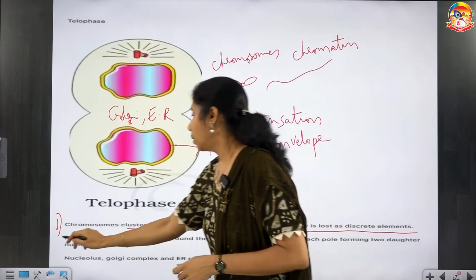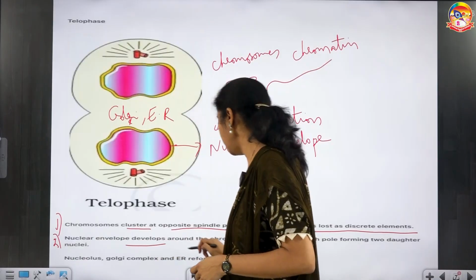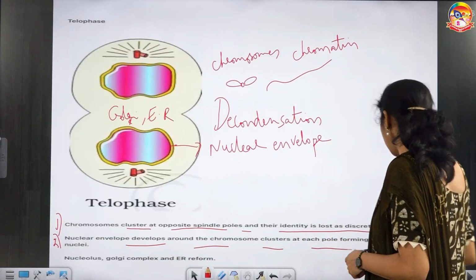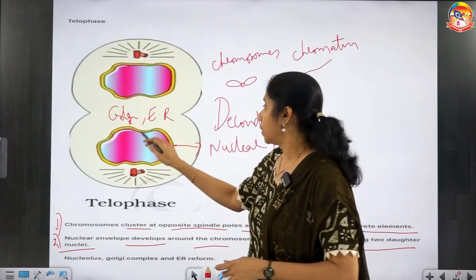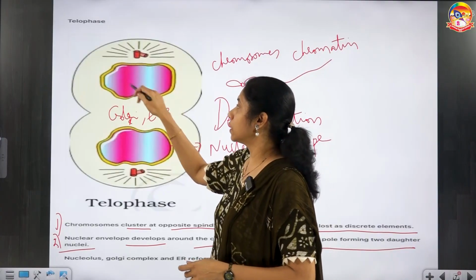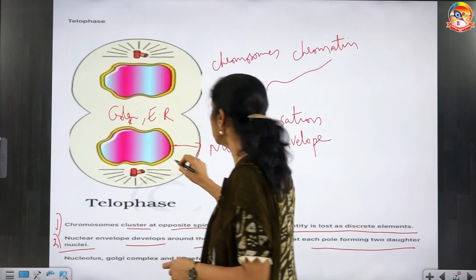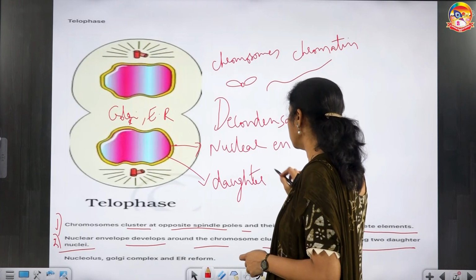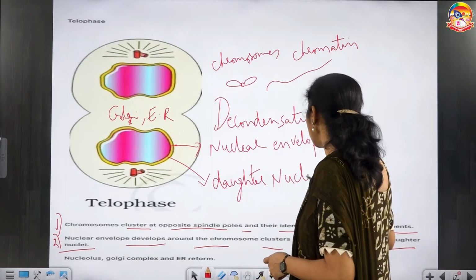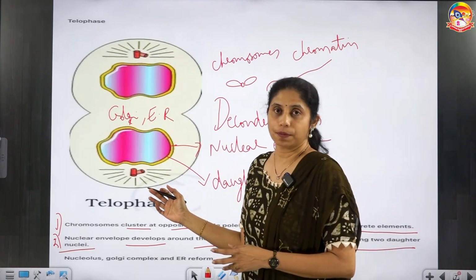Then the nuclear envelope develops around the chromosome clusters at each pole, forming two daughter nuclei. Once the nuclear envelope is formed, this total structure is now called a daughter nucleus. How many daughter nuclei are formed here? Two daughter nuclei are formed in the telophase.